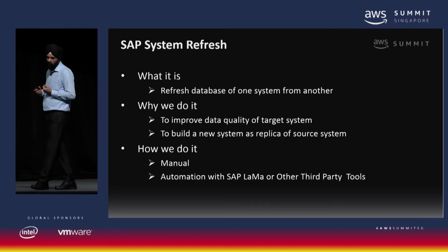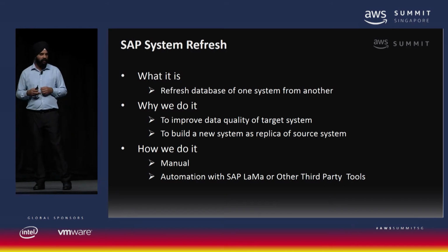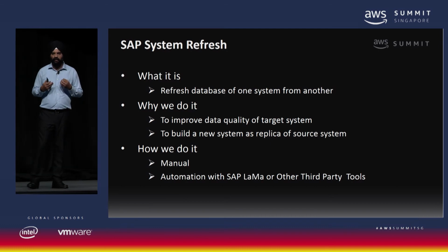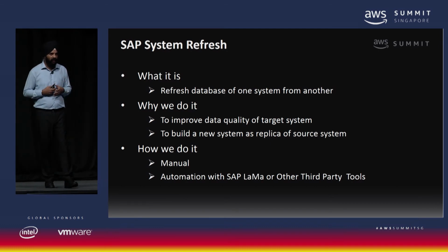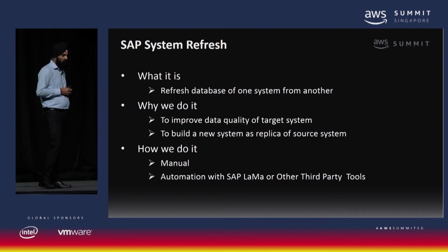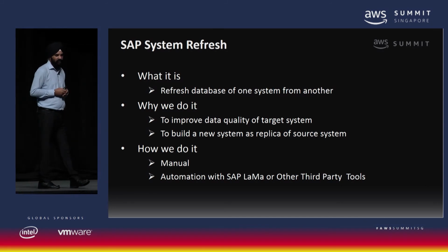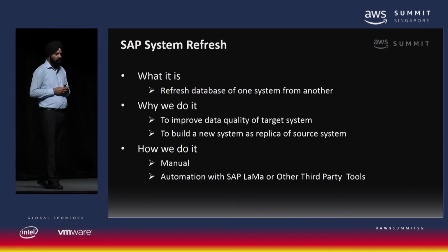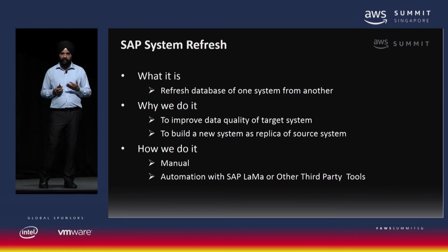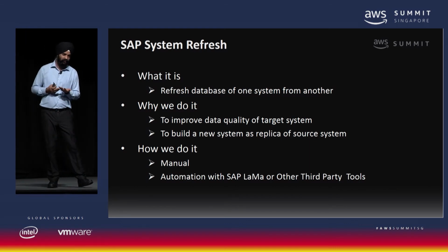Because you have done a lot of testing in that data, and over a period of time, you cannot rely on the data quality of your QA system to confirm that integration tests will work. So what customers generally do is they refresh their QA system from their production data, right? That's the general practice, and the way to do it is, of course, one is manual and the other is some level of automation.